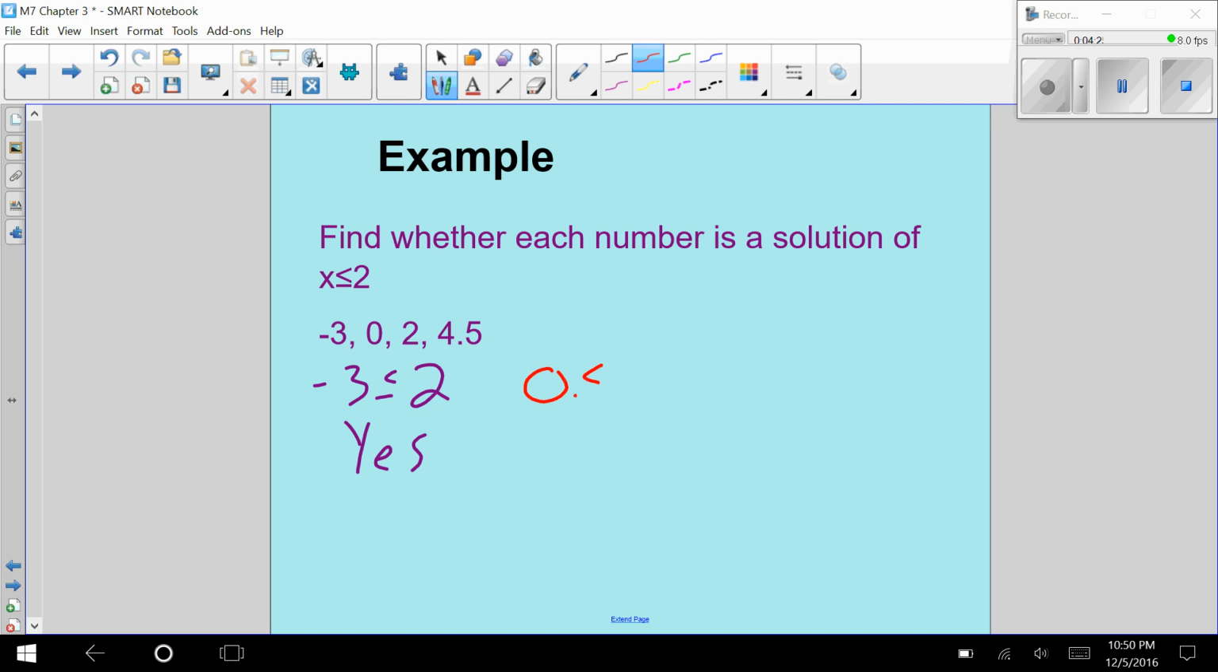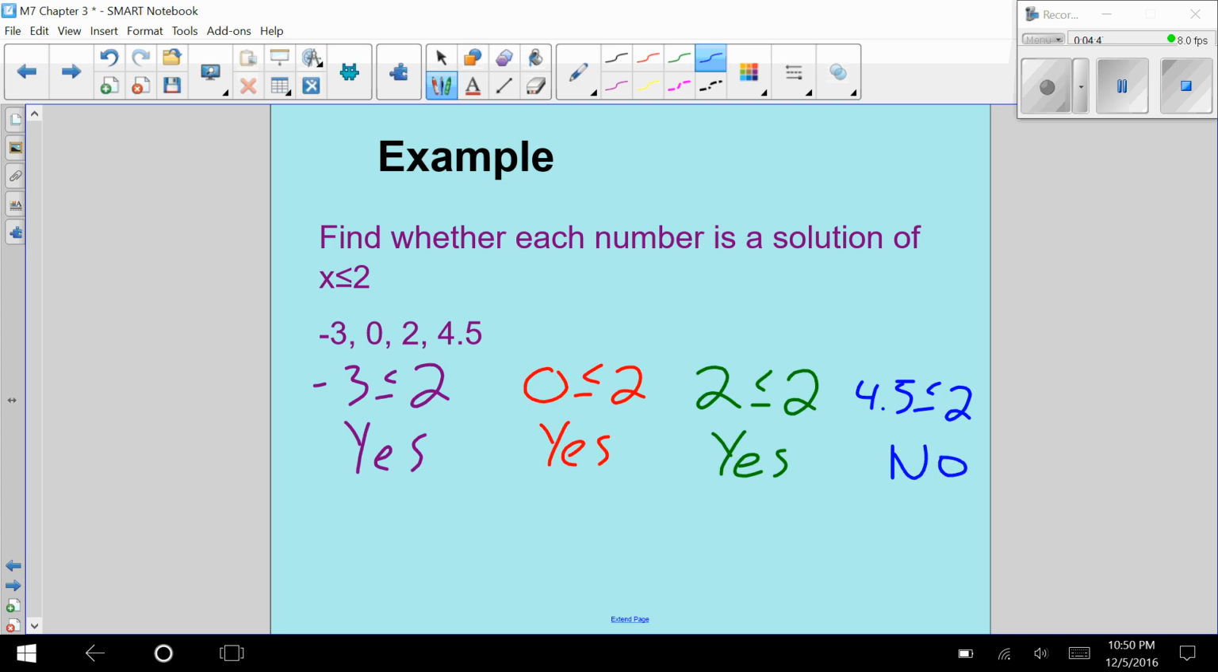For 0 is less than or equal to 2. Is 0 less than or equal to 2? Well, yes it is. So that is a solution, yes. For 2 is less than or equal to 2. Well, 2 is equal to 2, so it works. Yes. And our last one, 4.5 is less than or equal to 2. Well, 4.5 is bigger than 2, so no. 4.5 is not a solution of that inequality.